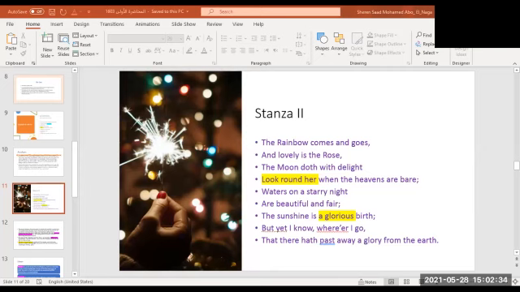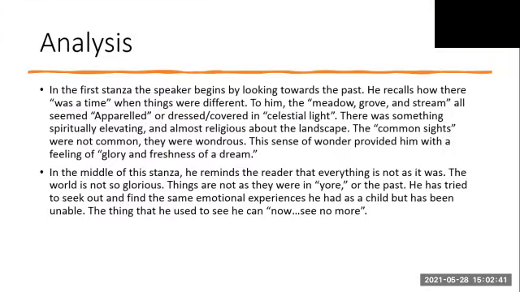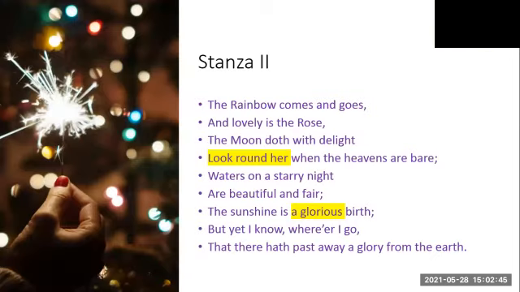Now, let's move to stanza 2. Stanza 2 from the Ode. "The rainbow comes and goes, and lovely is the rose. The moon doth with delight look round her when the heavens are bare." Now he is contemplating the beauty of nature.